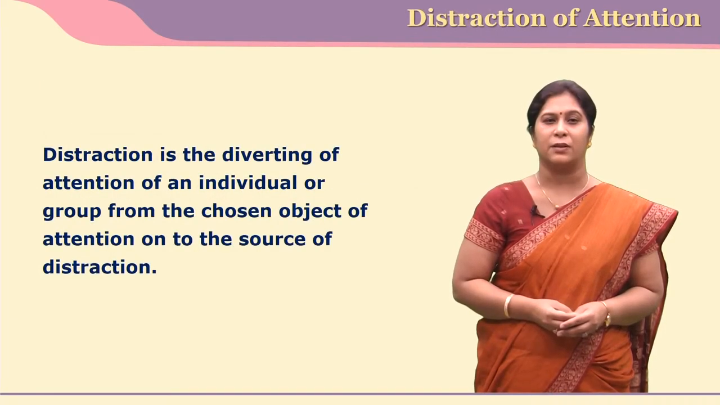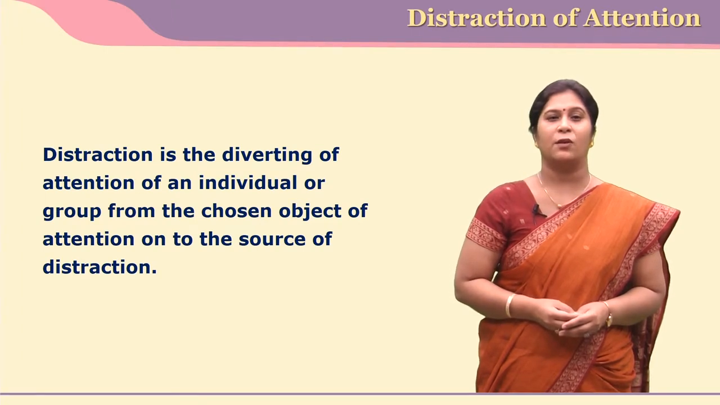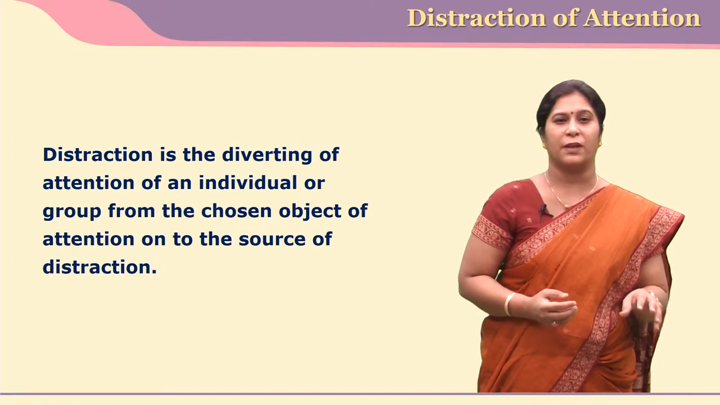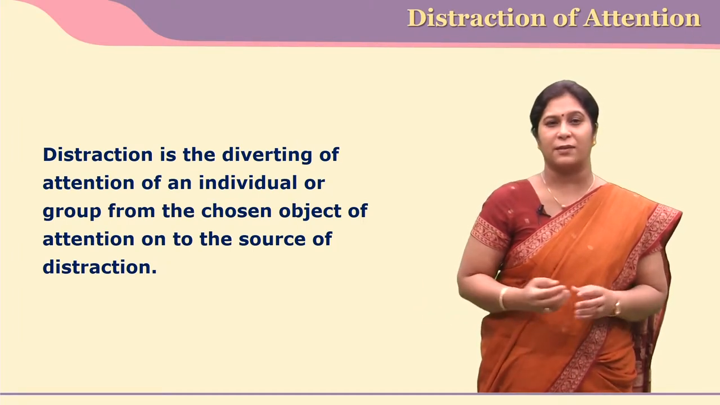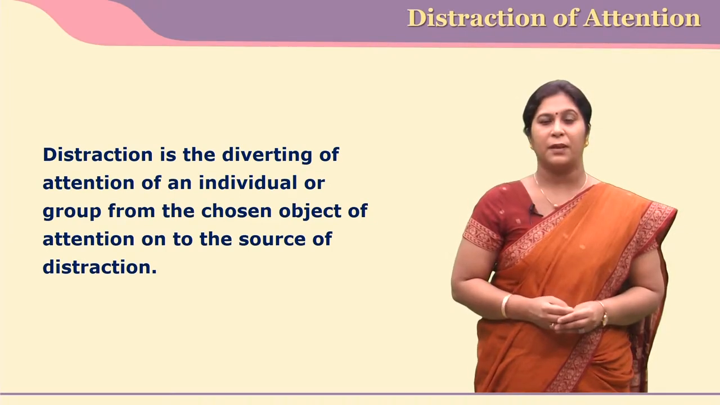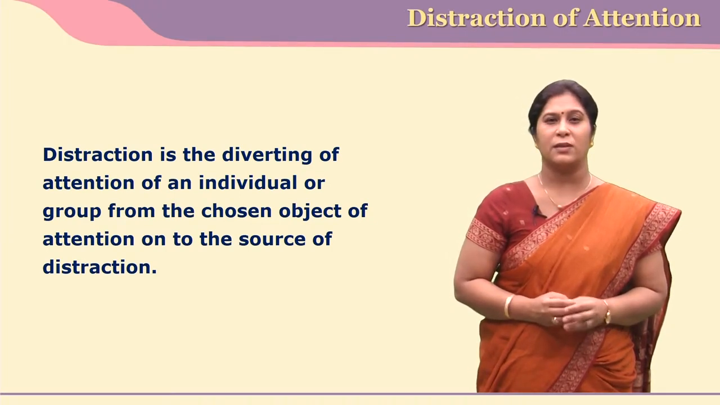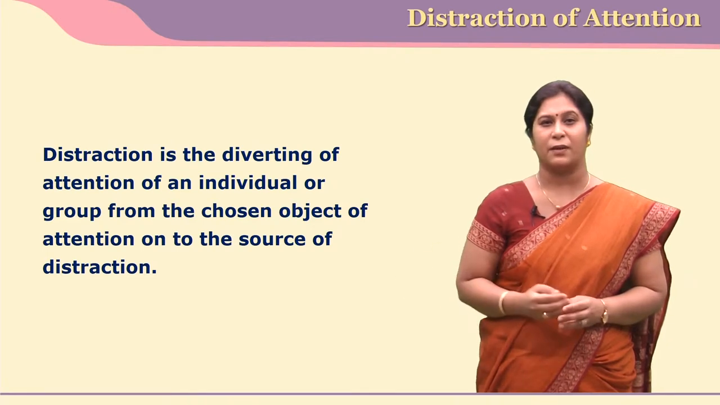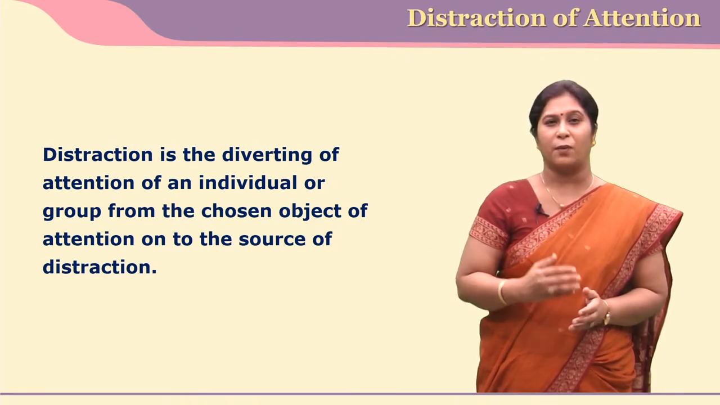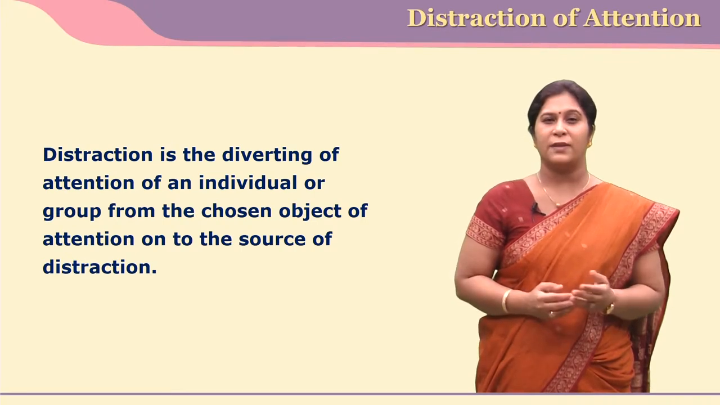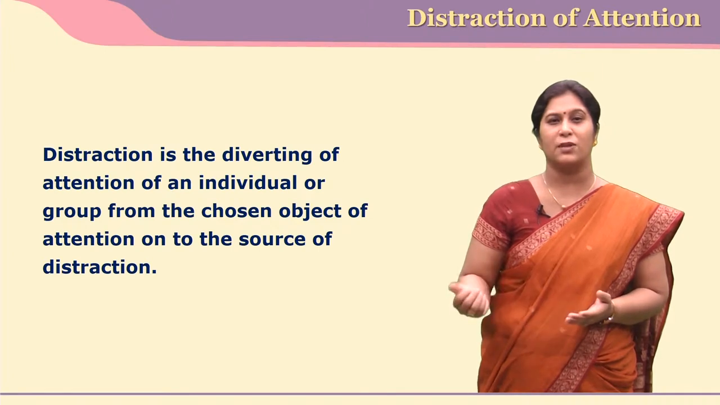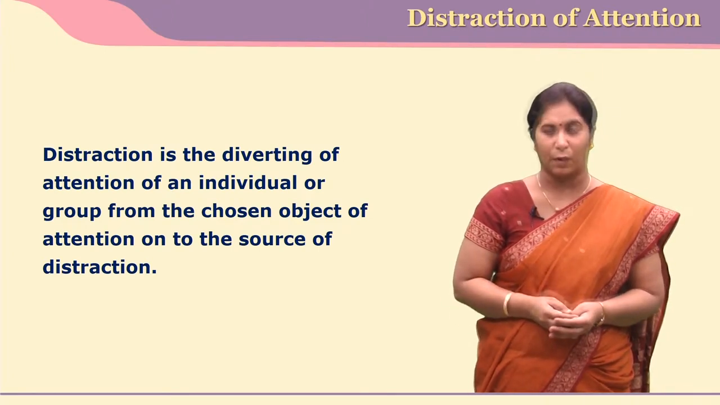Distraction of attention. Distraction is the diverting of attention of an individual or a group from one chosen object of attention onto the source of distraction. For example, while reading a book, we are concentrating on the contents of the book. At the same time, we hear attractive music from somewhere. Our attention is shifted from the book to the music. Although physically we are reading a book, our focus or attention is towards the music, not towards the content of the book.